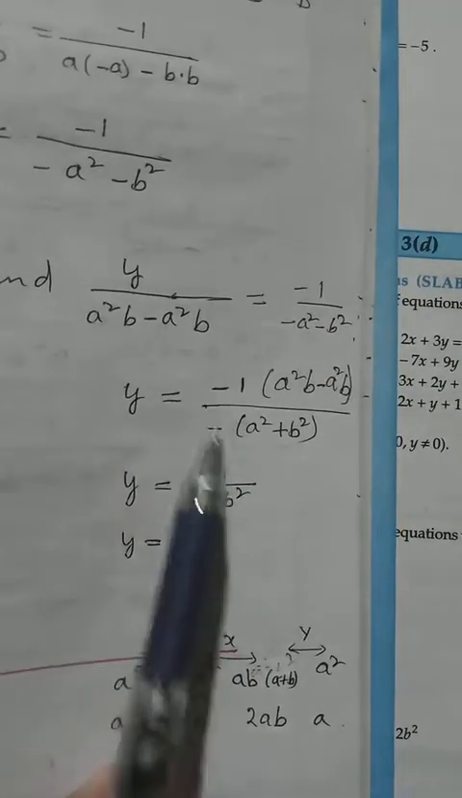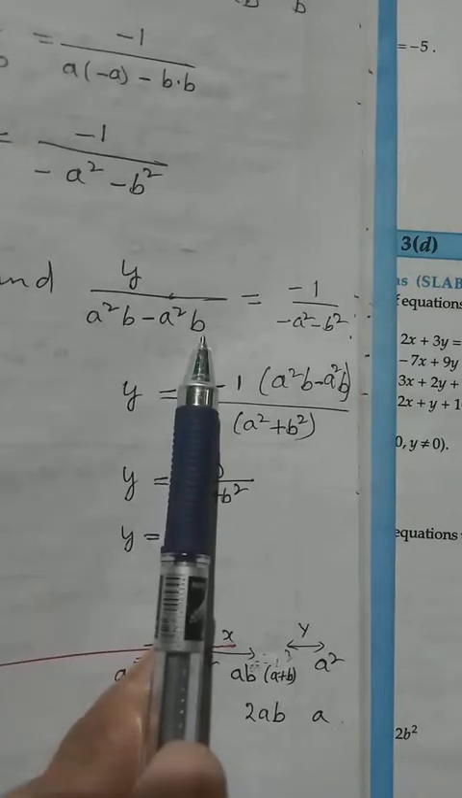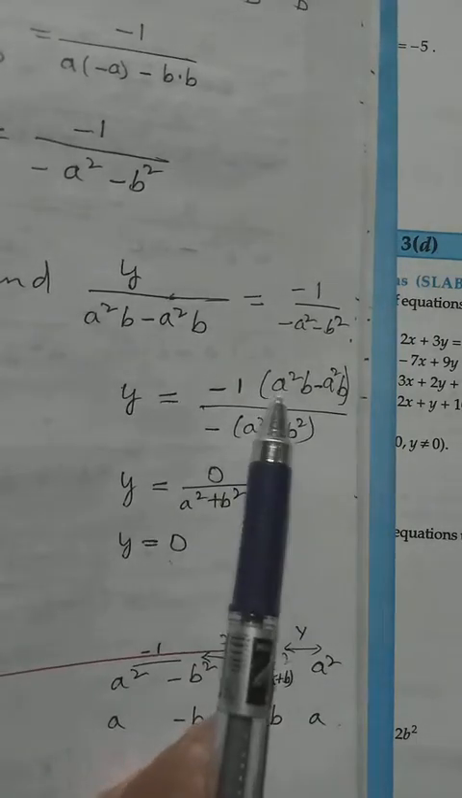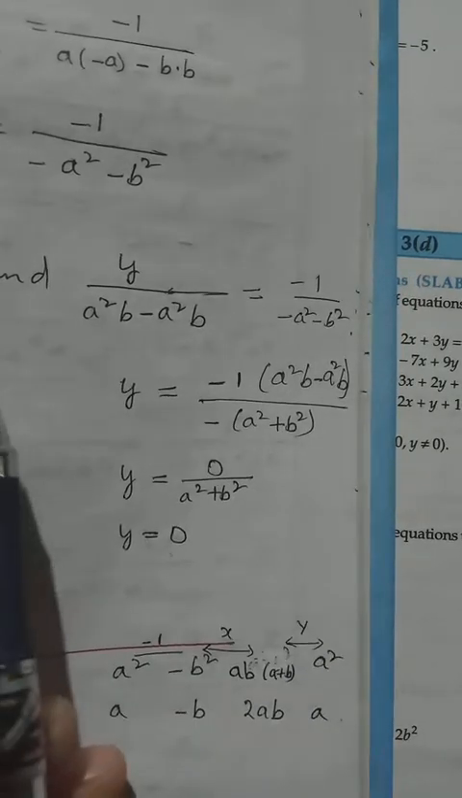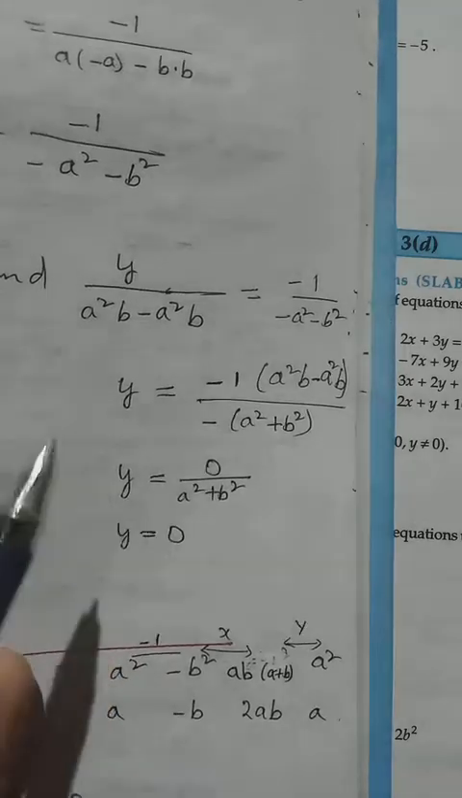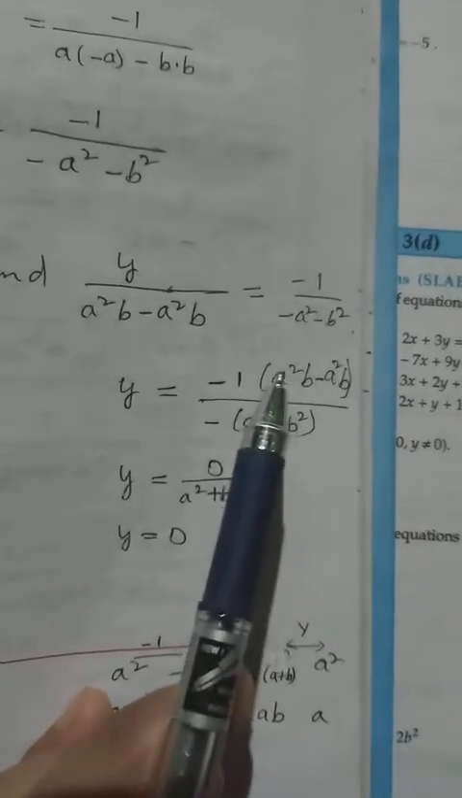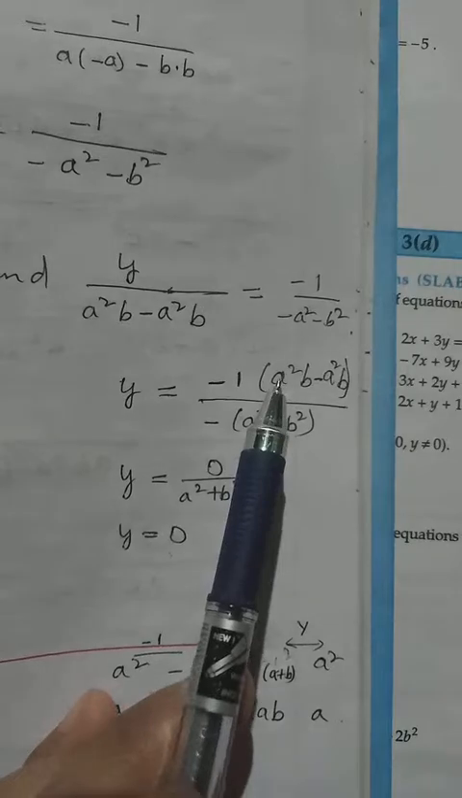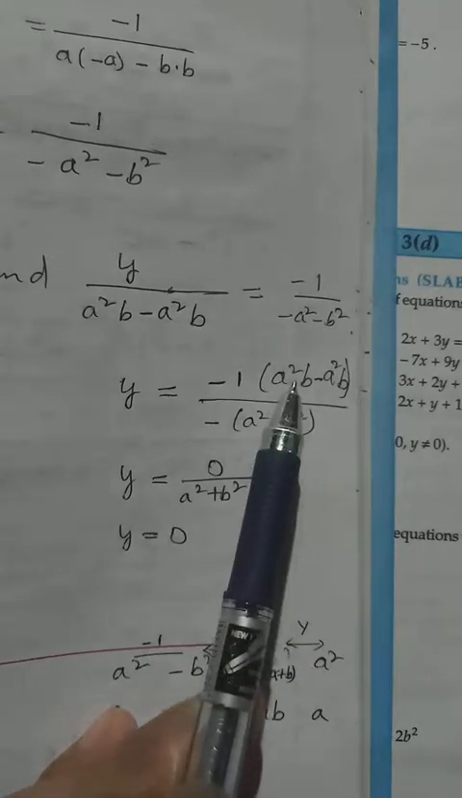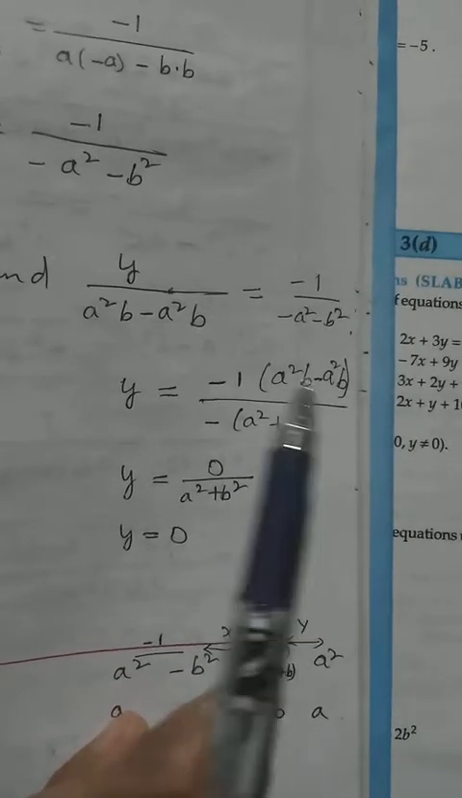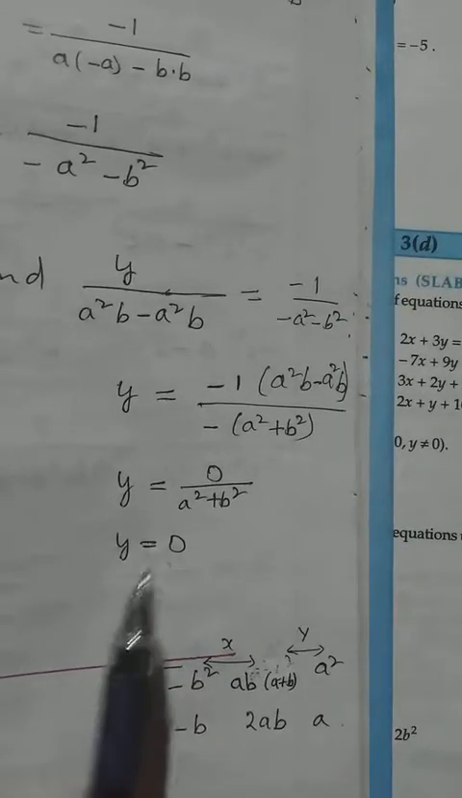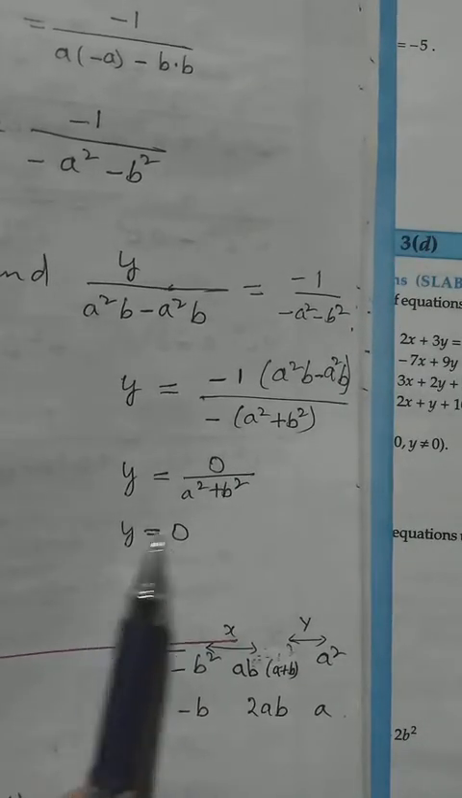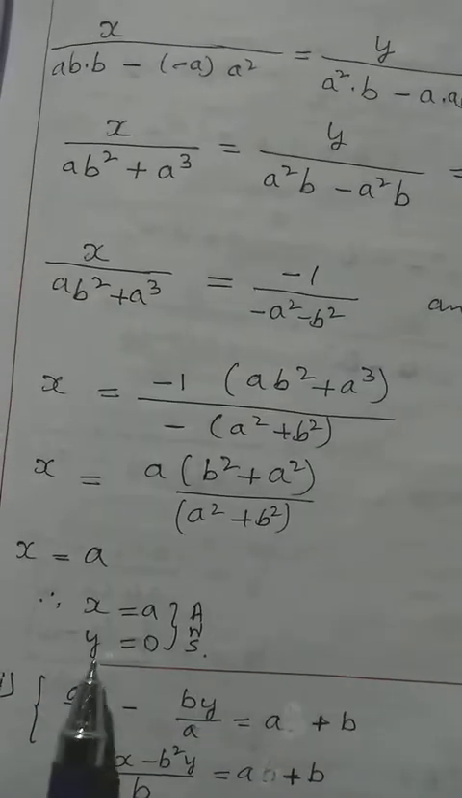We take common minus, minus minus cancel. Then this one which is down we can bring up. Then here we can take common a and b. After we multiply, we see a square b, 1 is plus, 1 is minus, exactly the same. So in this case, it will become 0. 0 into minus 1 will be equal to 0. So the value of y is 0 and the value of x is a.